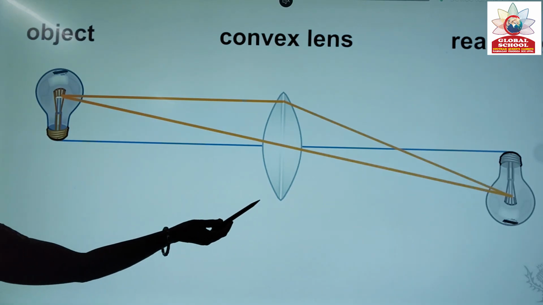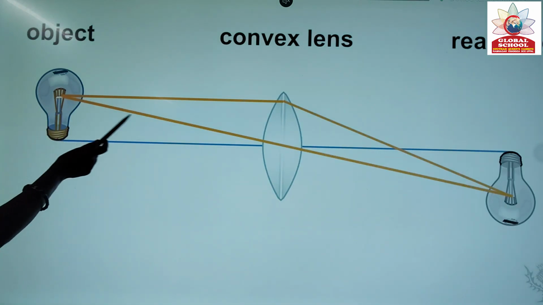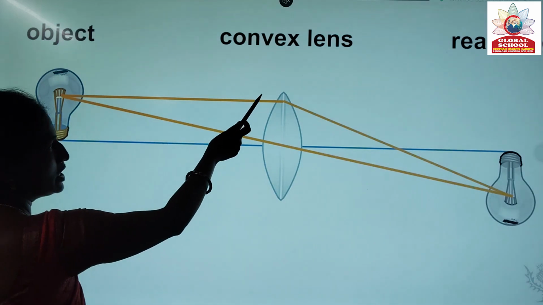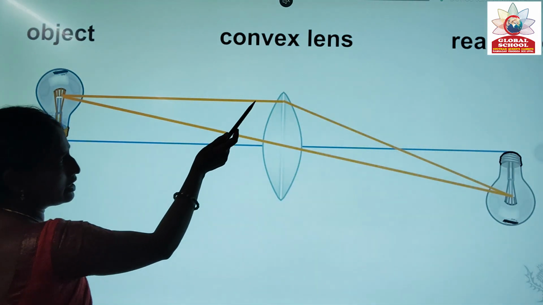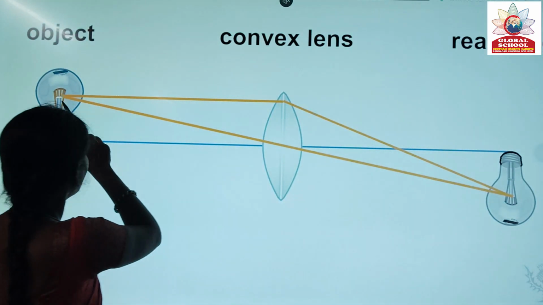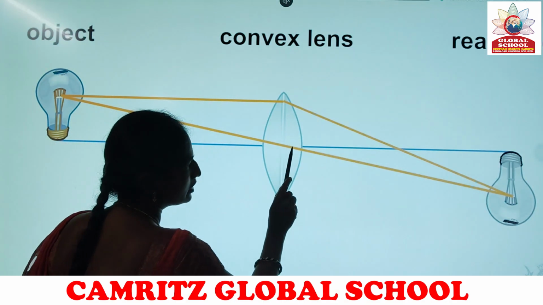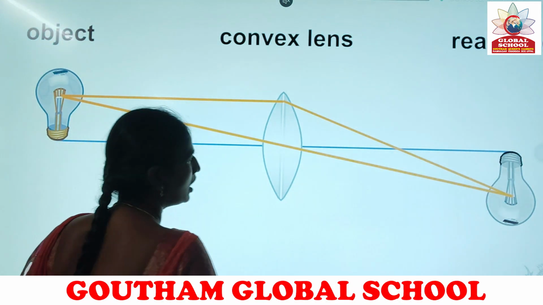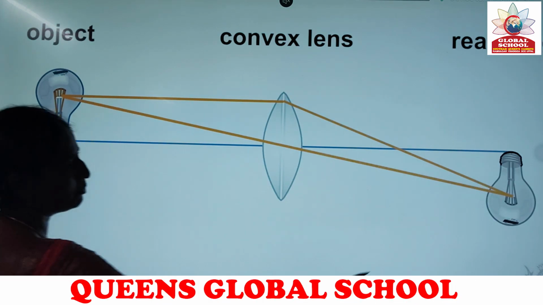Here I have taken a biconvex lens. Here I have taken the object as a light. From this light we are taking two rays. These two rays undergo refraction. As it is a biconvex lens, a ray parallel to the axis should pass through the focus, and a ray passing through the optical center continues through the optical center. So the image of the filament will be formed here.